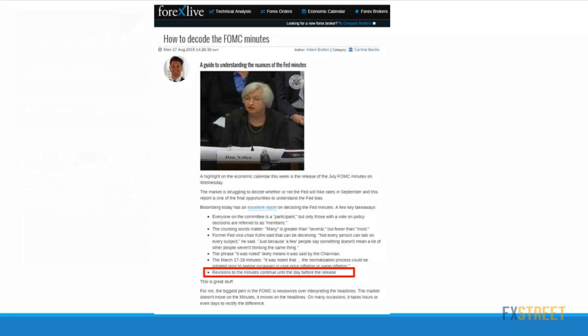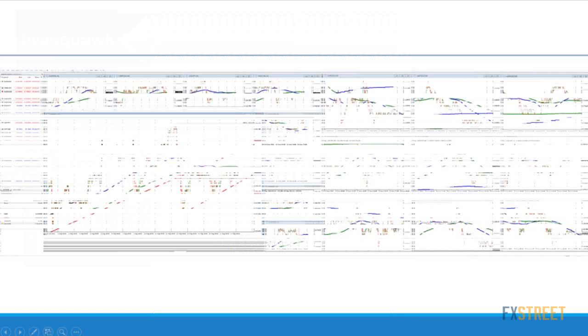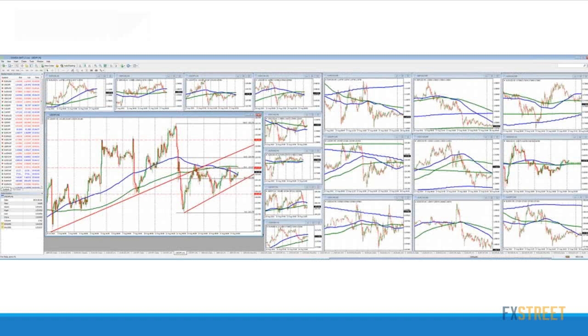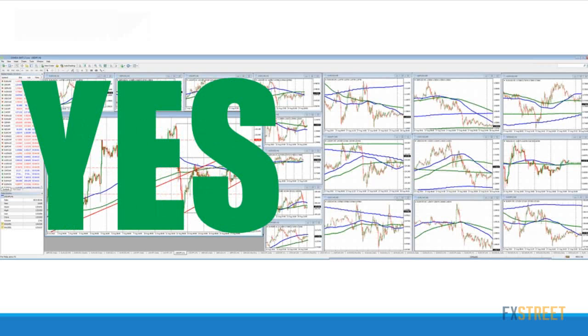But shut all that stuff off, and what we're going to do instead is just look at the price charts and just have your charts in front of you. And I ask you now, do you think that you can trade successfully by just watching your charts? For me, and for many other retail traders, the answer to this is yes. They can do better by just watching their charts.